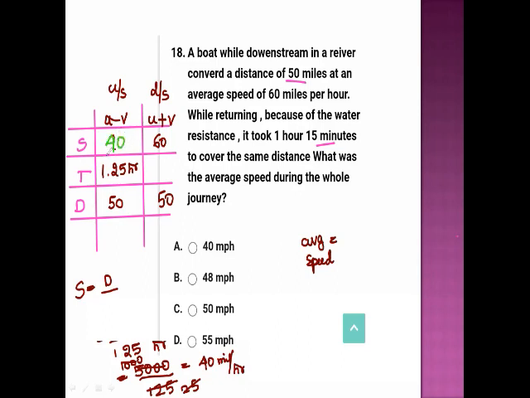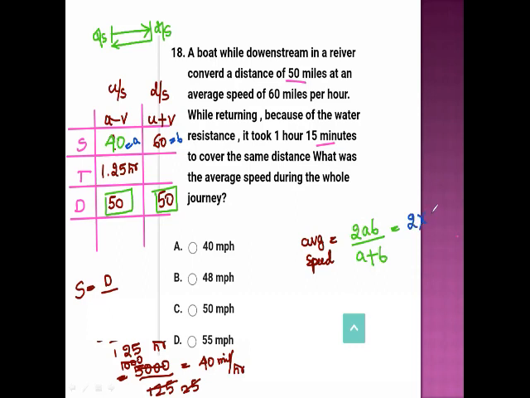Since the distance is constant on either side, he is moving from upstream to downstream, the distance is 50, and again moving from downstream to upstream, the distance is constant. So when the distance is constant, we can use a formula. When distance is common, the average speed is 2ab divided by a plus b, where a and b are the individual speeds: the speed on the upstream side and the speed on the downstream side.